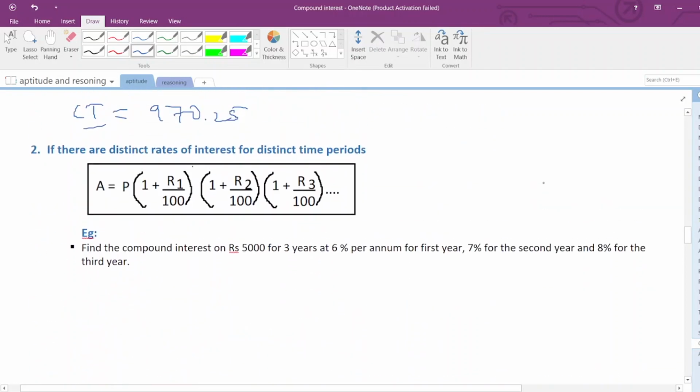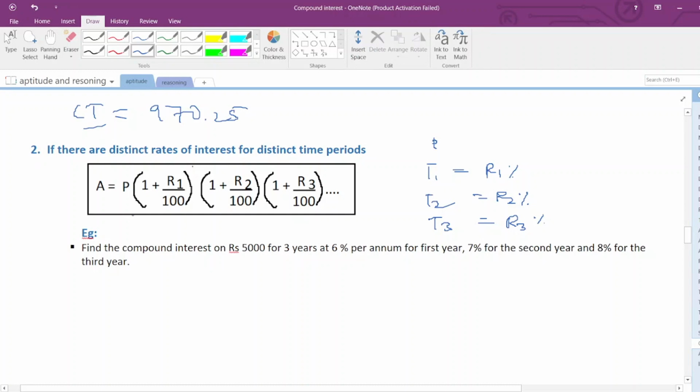See, if there are distinct rates of interest for distinct time periods, which means there are different time periods and different rates of interest. For example, I take a principal amount, for T1 years the rate is R1 percent, for T2 years the rate is R2 percent, and for T3 years the rate of interest is R3 percent. In that case, how to solve the questions? They can ask compound interest, or principal, or amount.